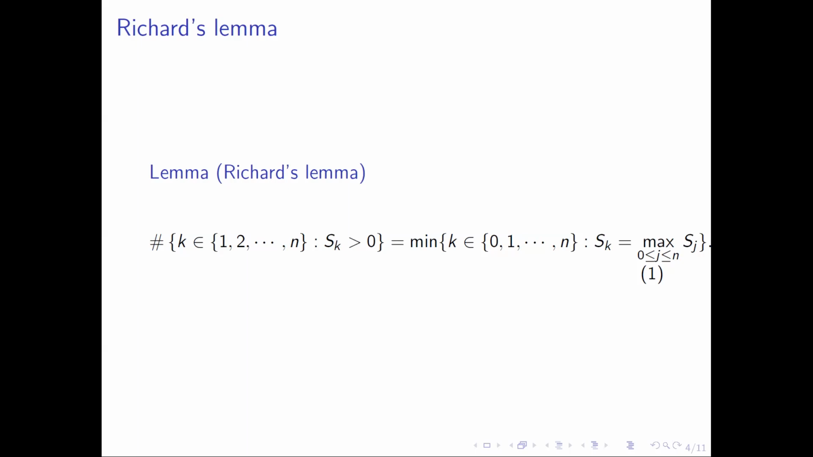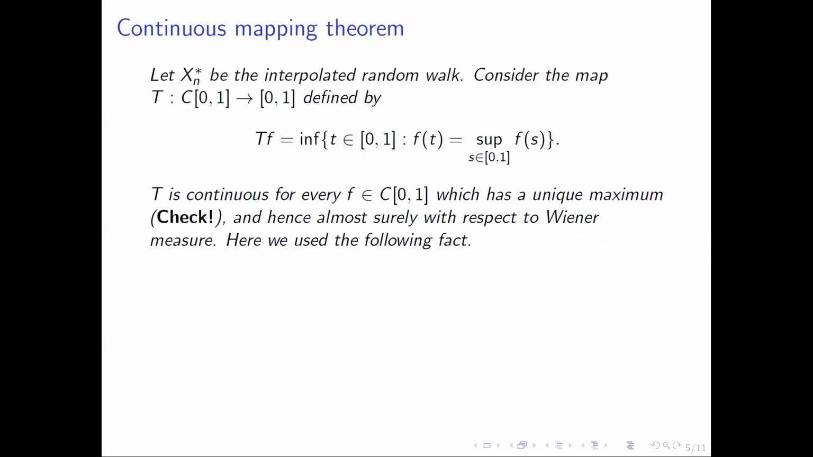So we are now trying to see this identity. On the left hand side, as I point my cursor, we will want to apply the continuous mapping theorem. On the right hand side, we also want to apply the continuous mapping theorem and get a result from the previous exercises. So let us see what happens on the right hand side first. The minimum of k's such that S_k is the maximum of the S_j's. So the functional we have to take is very clear.